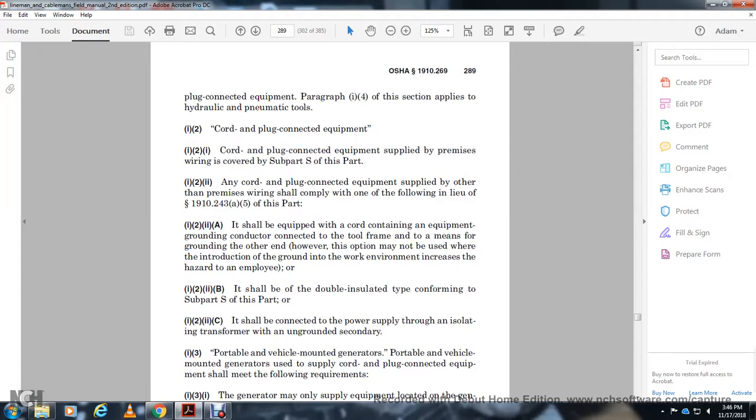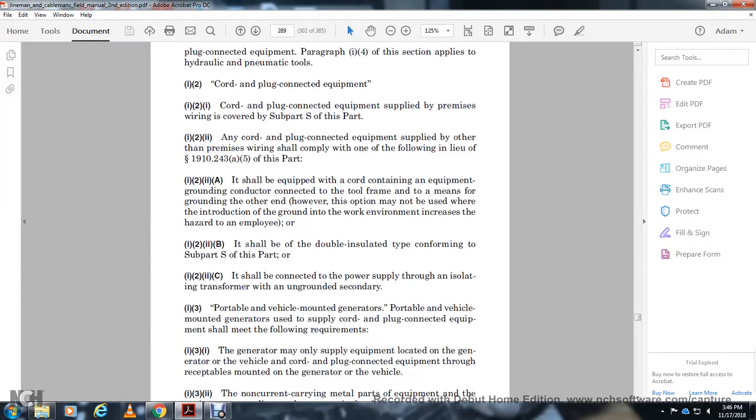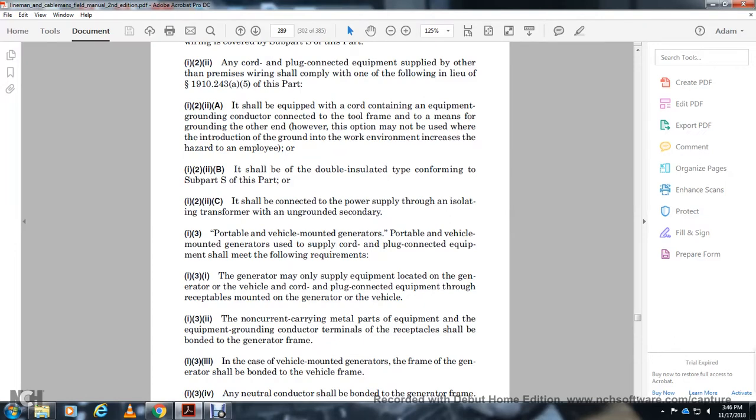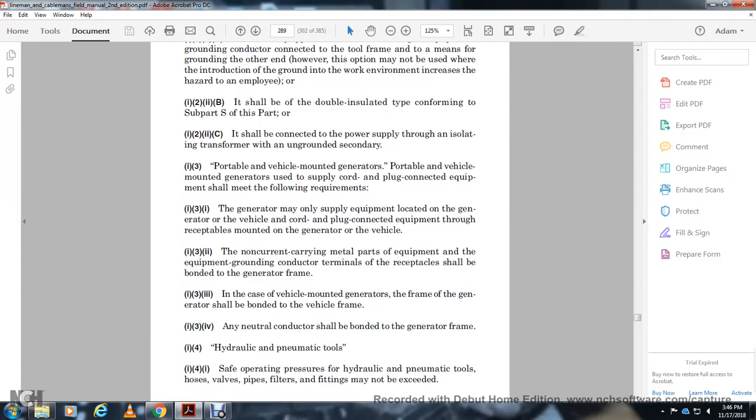Portable and vehicle-mounted generators. The portable or vehicle-mounted generator supplying cord- and plug-connected equipment shall meet the following requirements. The generator may only supply equipment located on the generator or vehicle and cord- and plug-connected equipment through receptacles mounted on the generator or the vehicle. The non-current-carrying metal parts of equipment and the equipment grounding conductor terminals of the receptacles shall be bonded to the generator frame. In the case of vehicle-mounted generators, the frame of the generator shall be bonded to the vehicle frame. The neutral conductor shall be bonded to the generator frame.